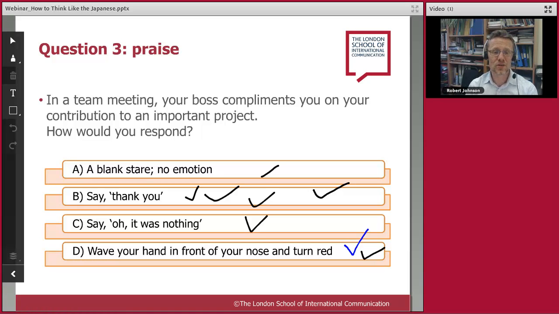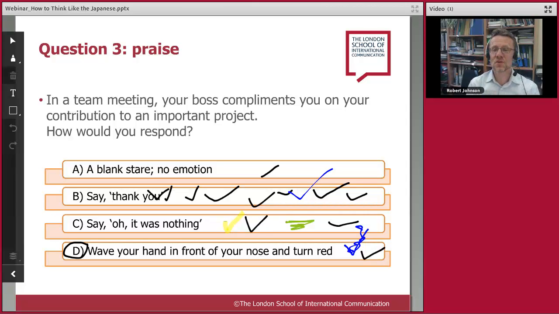Good, there's quite a range of different responses there. Of course, I didn't add other. Maybe you would do something different to this. Yeah, and most of you are going with the very polite thank you. This is what's interesting about the Japanese. They are most likely to go for D, and they would do this.